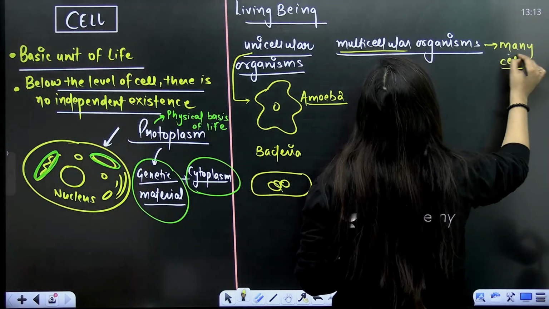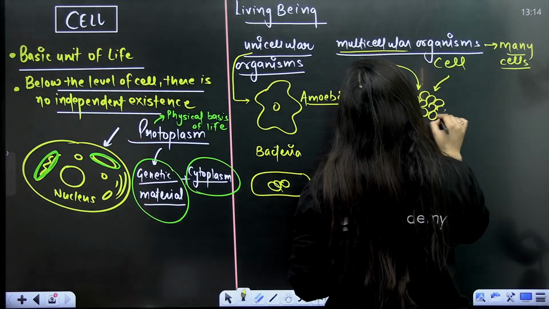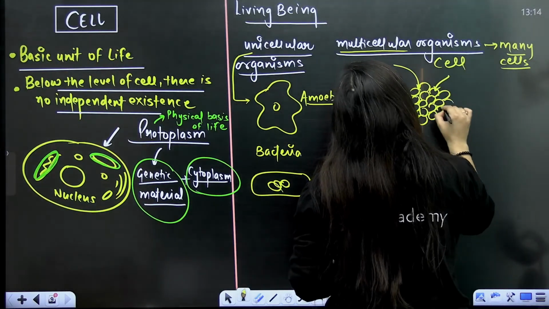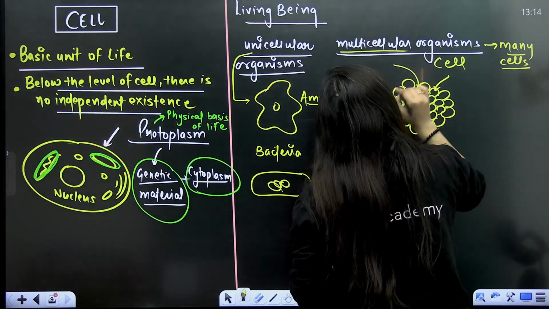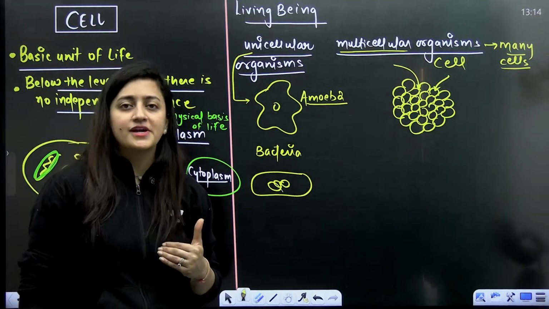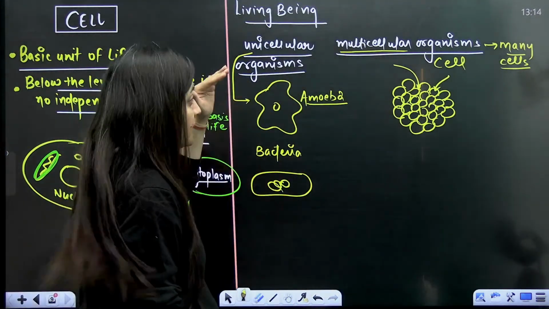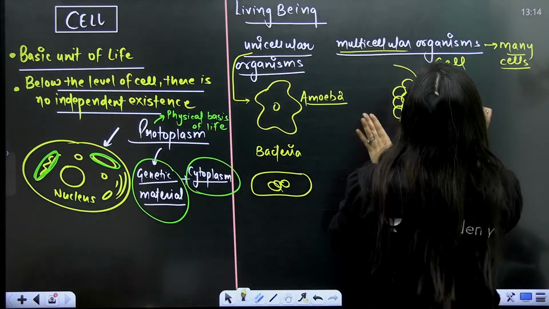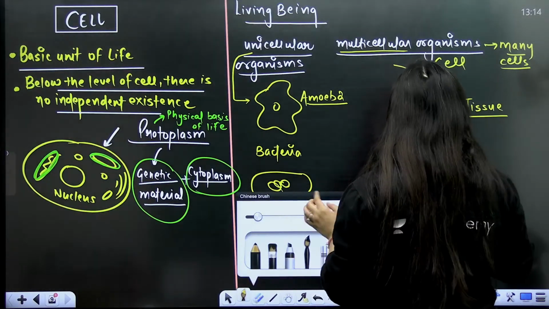Now, here I'll tell you one thing. I told you that a single cell is capable of living; that's why we have unicellular organisms. Then we are discussing the multicellular organism. So when I'm talking about the multicellular organism, overall, cells together will form tissue.